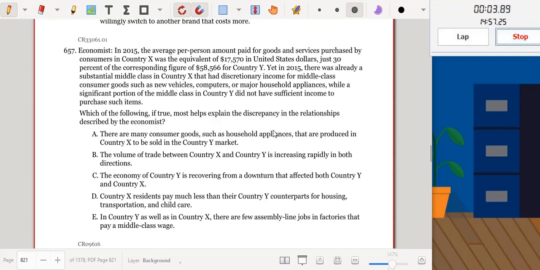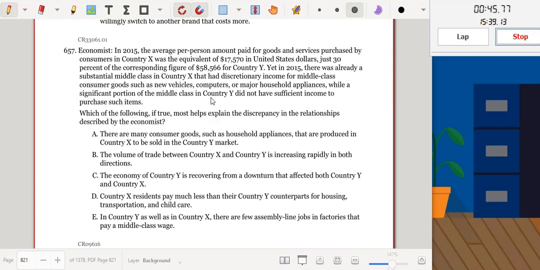$657. Economists: in 2015, the average per person amount paid for goods and services purchased by consumers in country X was equivalent to $1,570 in US dollars, just 30% of the corresponding figure of $5,856 for country Y. Yet in 2015, there was already a substantial middle class in country X that had discretionary income for middle class consumer goods such as new vehicles, computers or major household appliances, while a significant portion of the middle class in country Y did not have sufficient income to purchase such items.